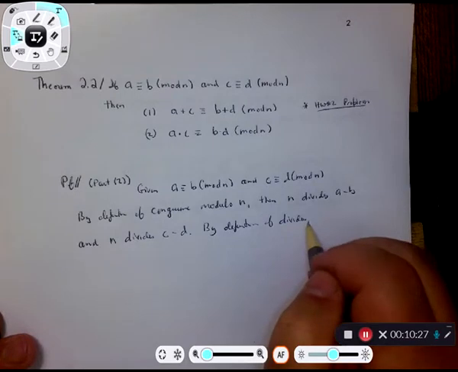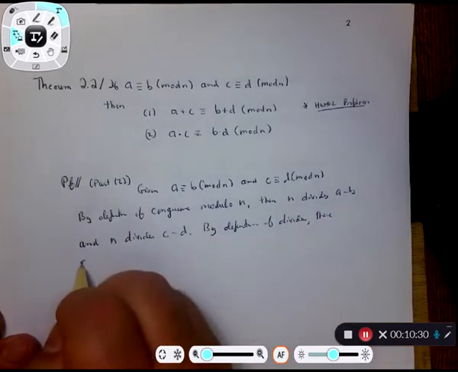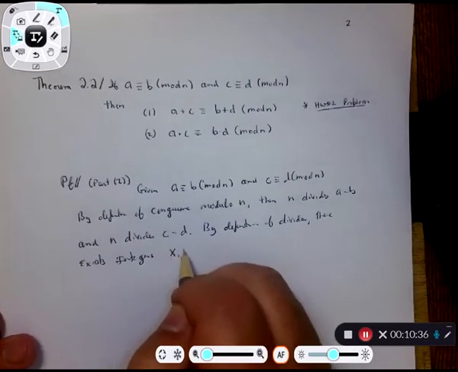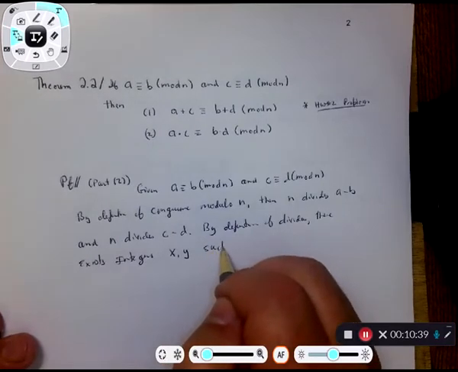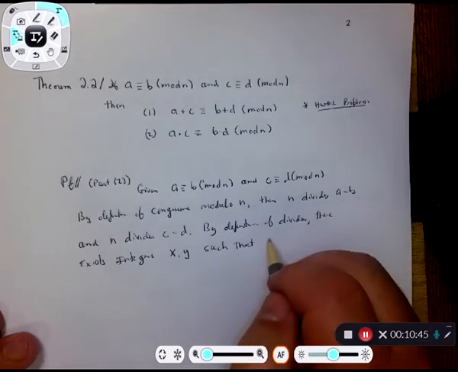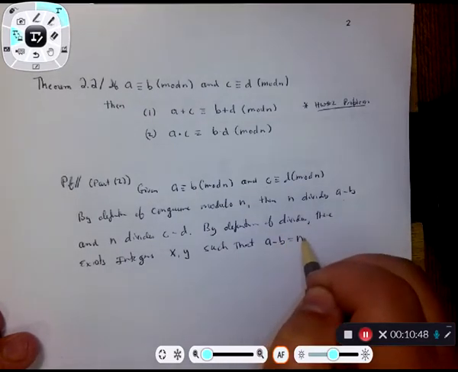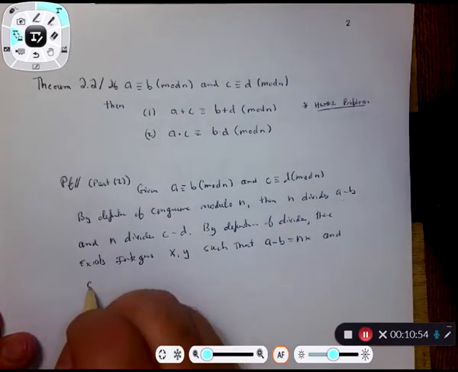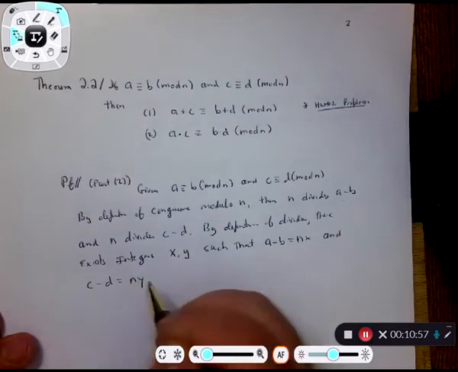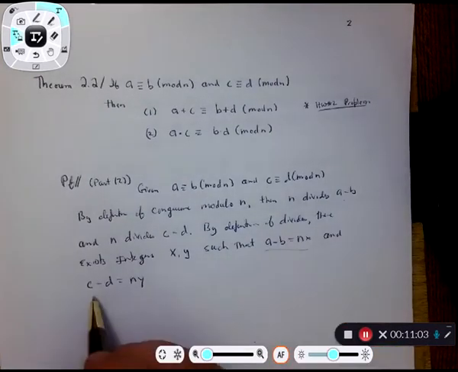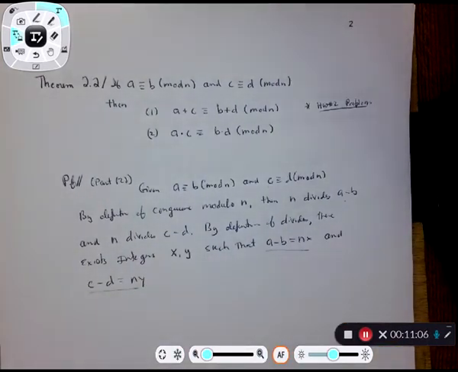declare them before you use them. There exist integers, pick my favorite two, x and y, such that now I can write an equation. If n divides A minus B, then A minus B is equal to nx, and if n divides C minus D, then C minus D would be equal to ny. Now all that was to work. I had to do two definitions to go from that congruence to finally get my equations. Okay?